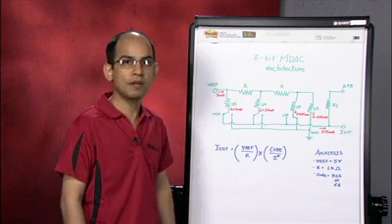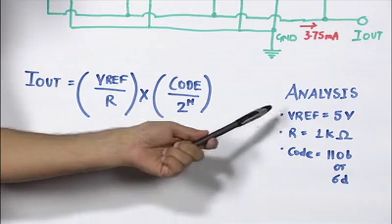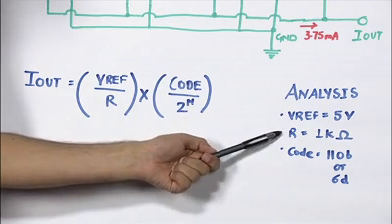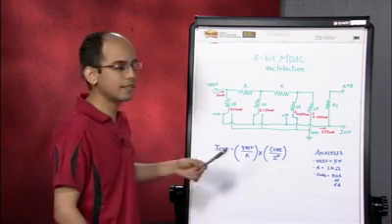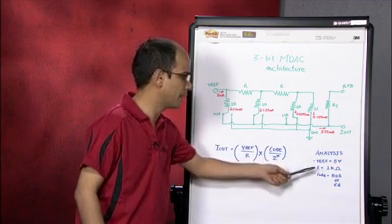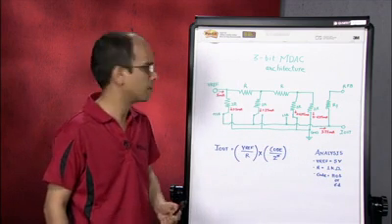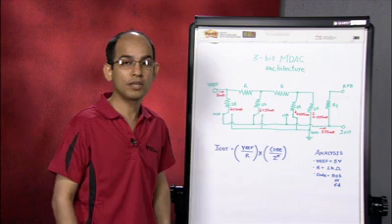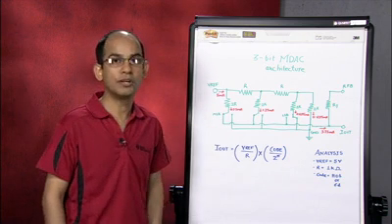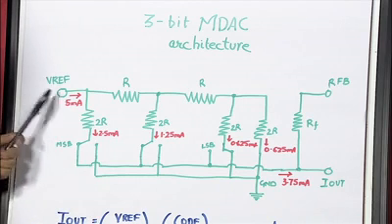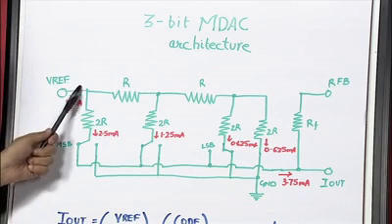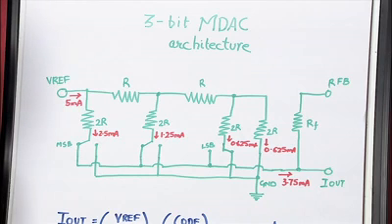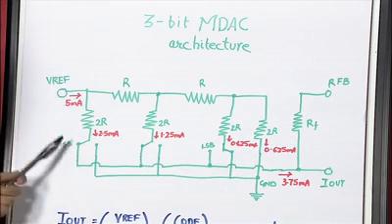Now, let's take an example of this MDAC with Vref equal to 5 volts, R equal to 1K, and code equal to 110. And let's calculate how much current would flow through the I-out pin for this particular code. To calculate the current flowing into the I-out pin, you have to find how much current flows into the Vref pin first. The current flowing into the Vref pin would be this voltage Vref divided by the equivalent series resistance looking into this terminal, which is R.